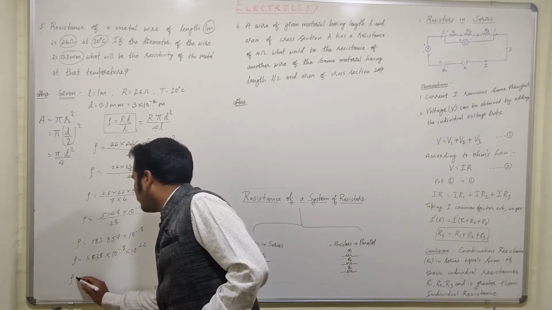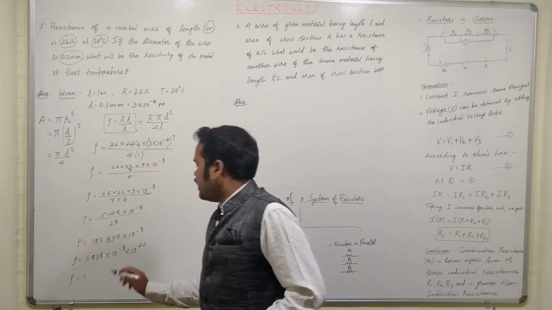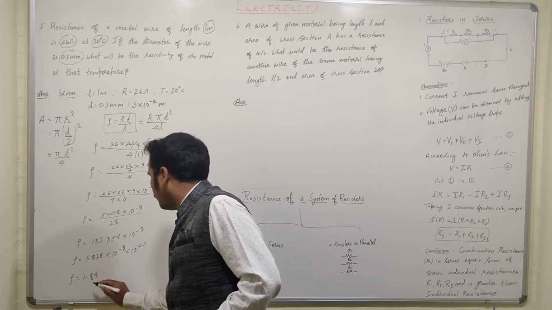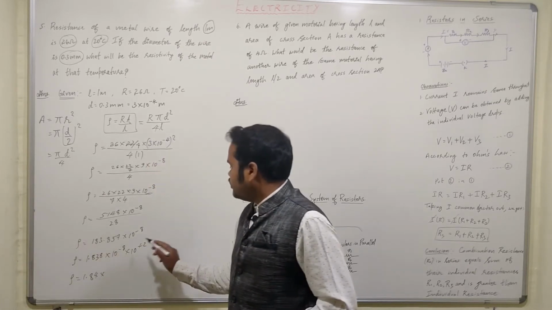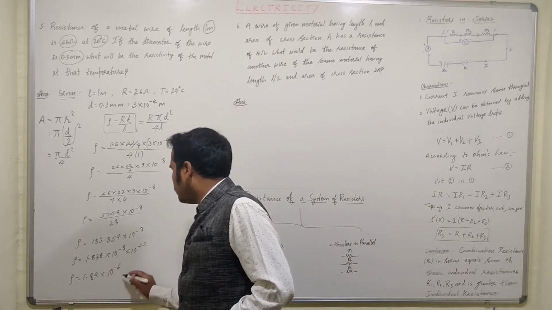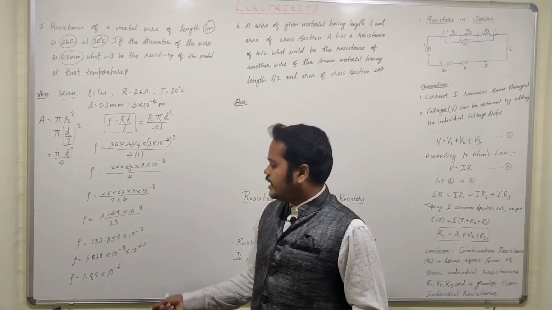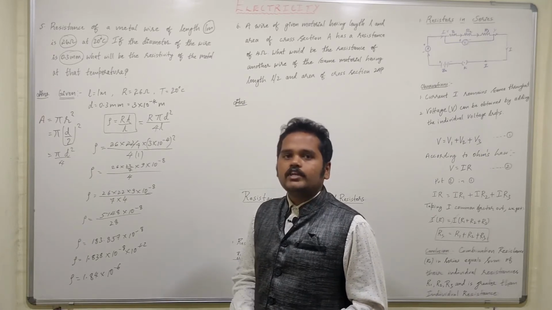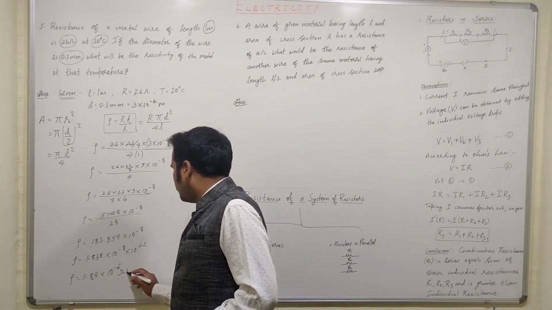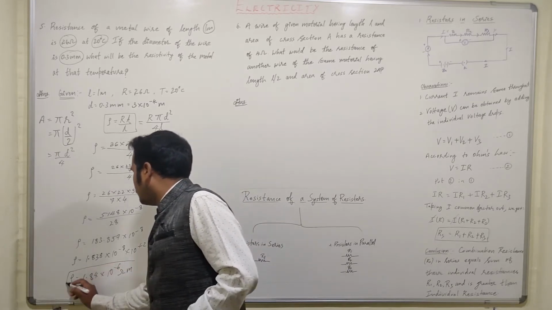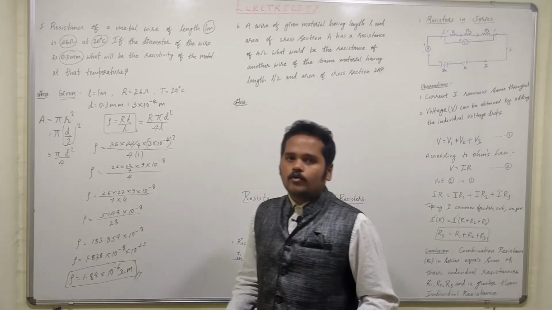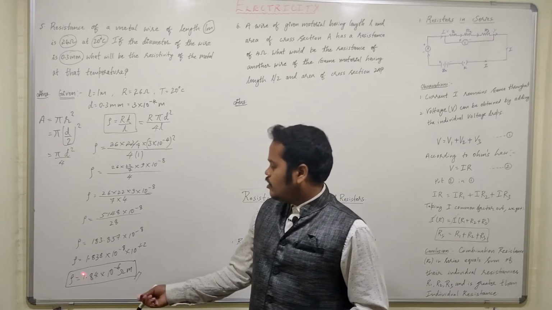So we have here rho 1.838. The 8 can be rounded off to 4, so 1.84 into 10 to the power minus 8 plus 2, which is 10 to the power minus 6. And remember to write the SI unit of resistivity, which is ohm meter. Very important. Ohm meter. So this is our final resistivity of the metal wire. So we have found out the resistivity of the metal wire.